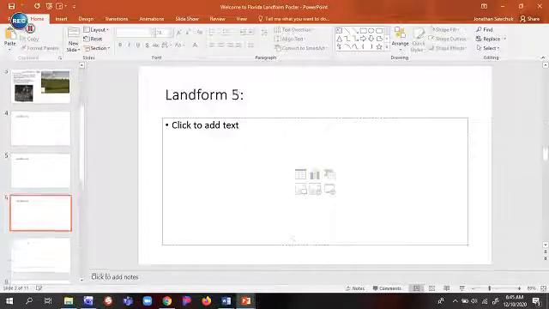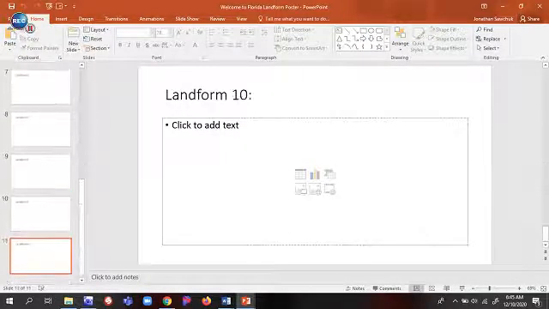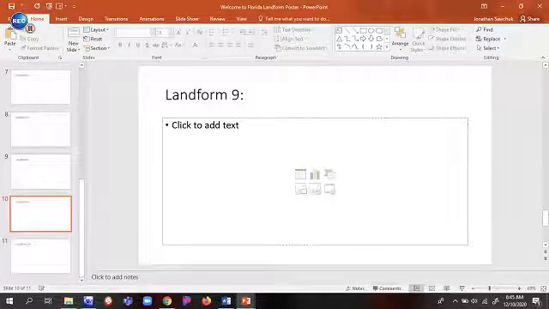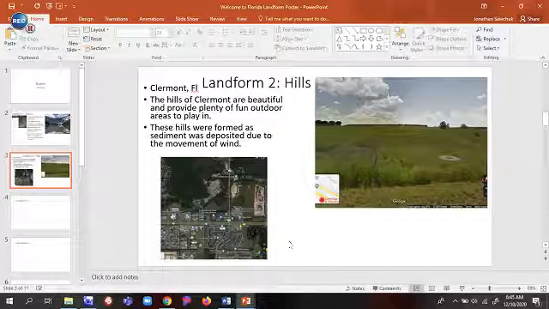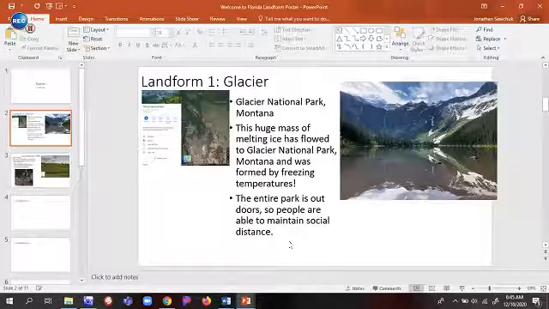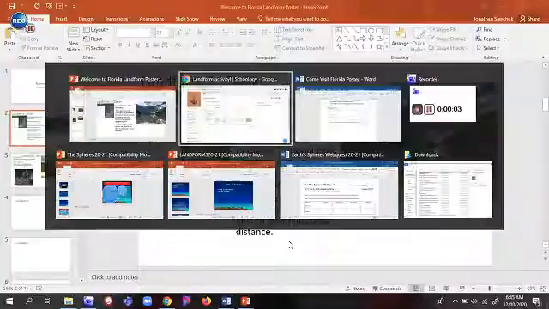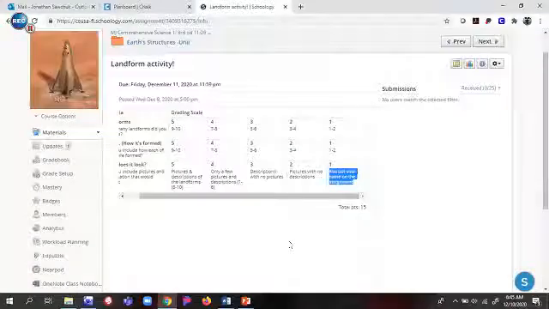Now, you all are going to be responsible for the other landforms. I will allow you to put hills in yours. Please don't copy and paste mine. You may not use glaciers because we do not have glaciers in Florida. Next, once you're done, you are going to submit that assignment and put it up into the Schoology. This is a 15-point assignment.